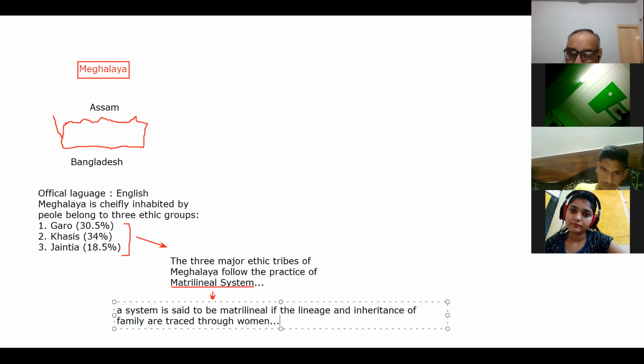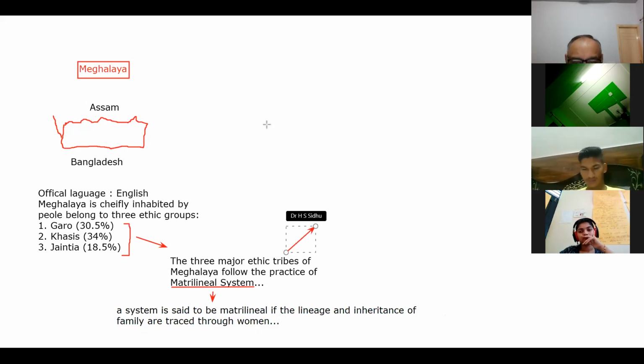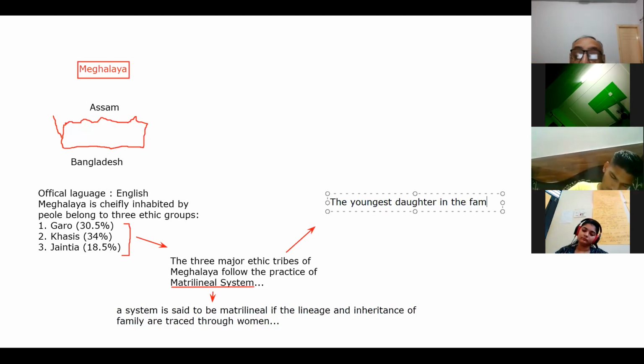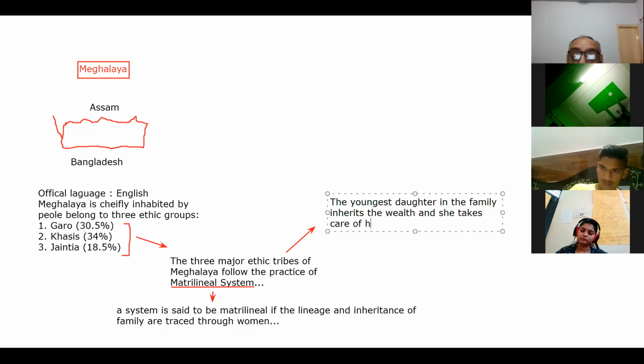As you see in our societies, the family runs with the name of the father, and the father is the head of the family, and after the father, his son inherits the family. But in Meghalaya, it is in the name of the mother. And there is one more interesting factor: the youngest daughter in the family inherits the wealth of the family, and she takes care of her parents, right?